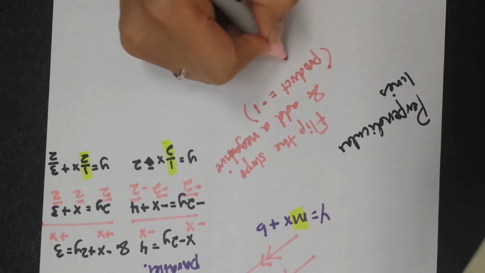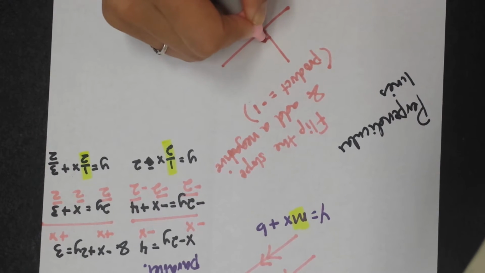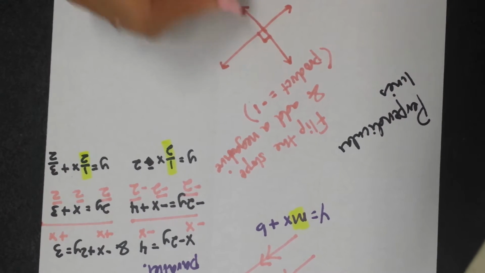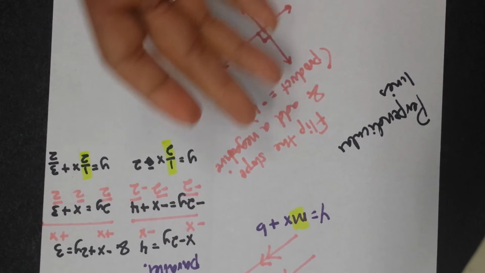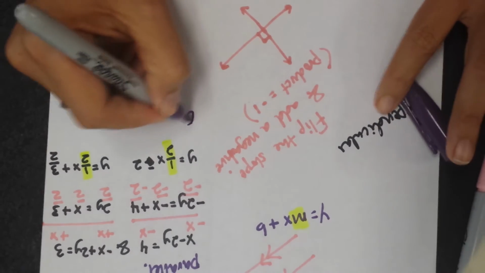And what does perpendicular look like? It means that the lines intersect at a 90-degree angle. They intersect at a 90-degree angle. So how do you prove that? If you flip the slope and add a negative, they should be equal to each other. If they're not, the lines are not perpendicular.